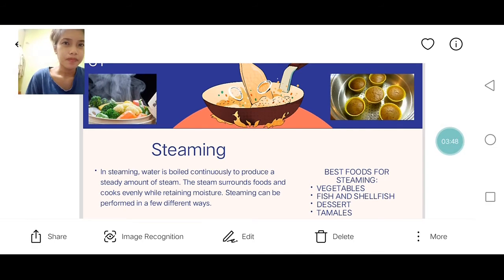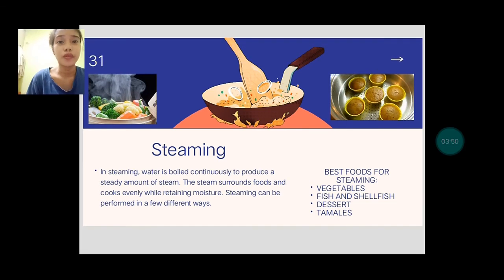So, naga-steam siya, diba, with the use of a steamer. And also, this is often done with a food steamer. The heat is created by boiling water, which vaporizes into steam. So, kanang ang tubig nga mag-asos and then nag-evaporate na siya. Mao na siya ang heat nga makaluto sa food.